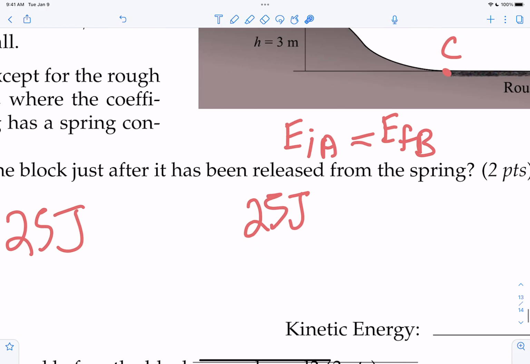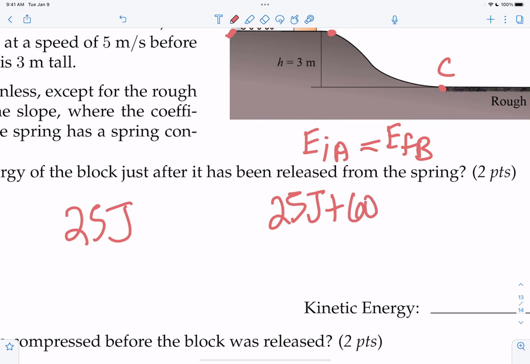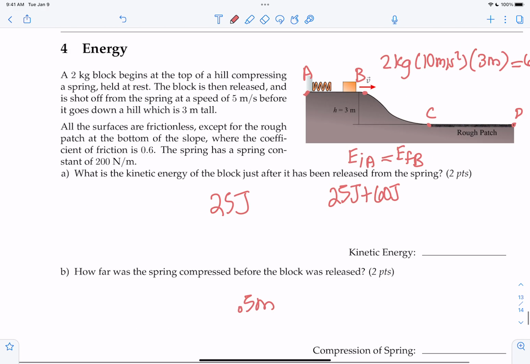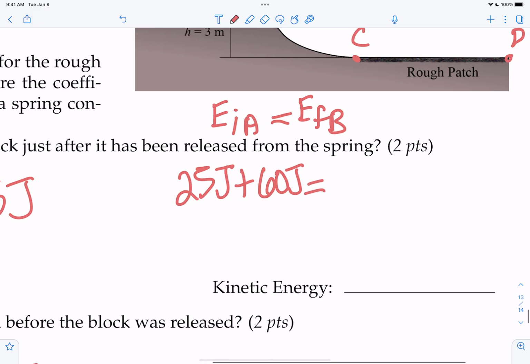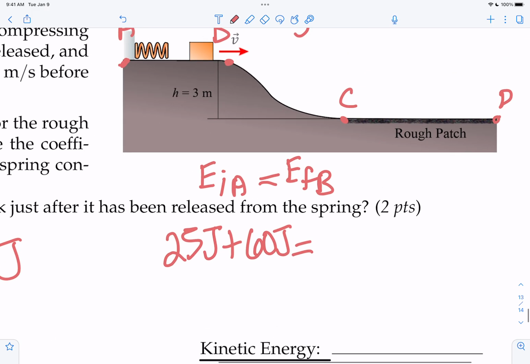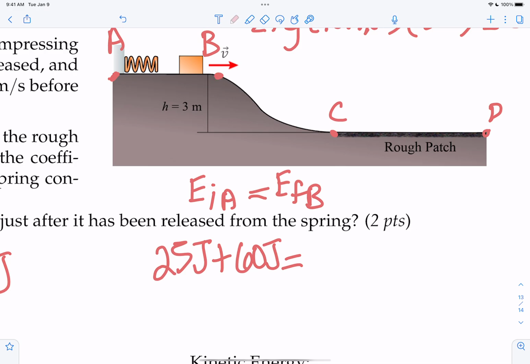So you have 25 joules of spring potential energy, basically, plus the 60 joules that came from the gravitational potential energy from being at a height of 3 meters. So that's 85. So at EFB, our final position at B here, we should have 85 joules.